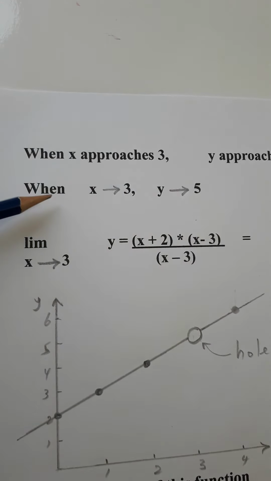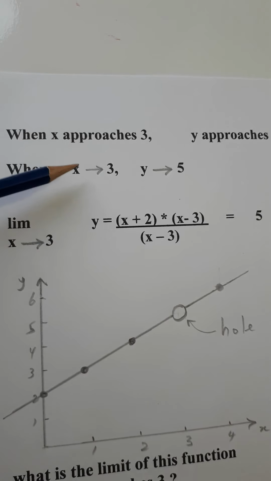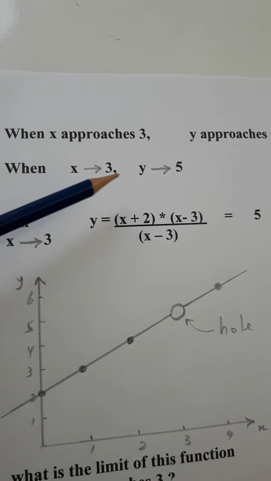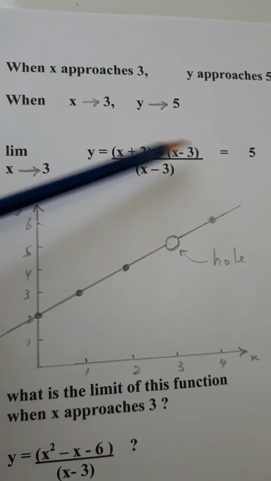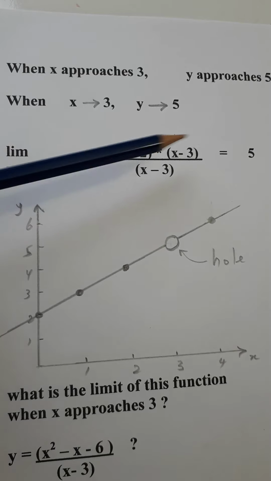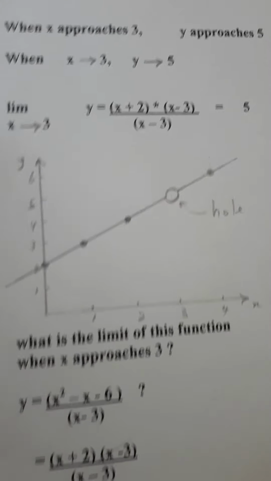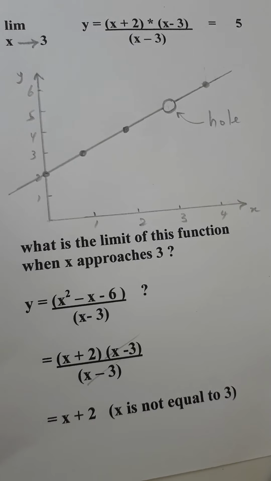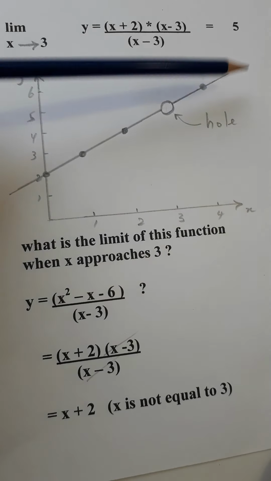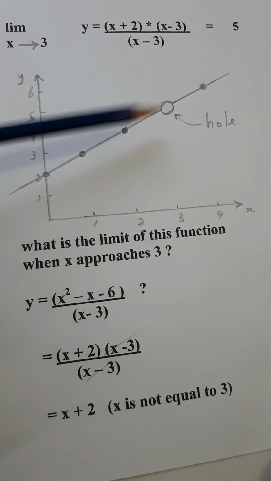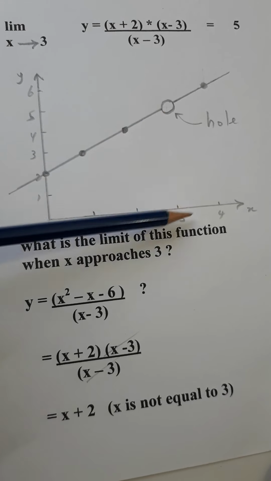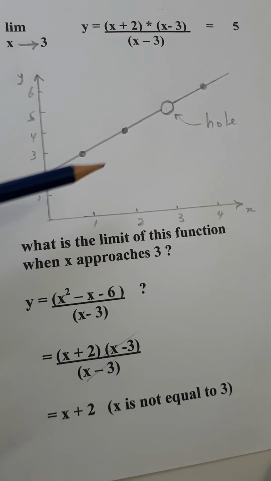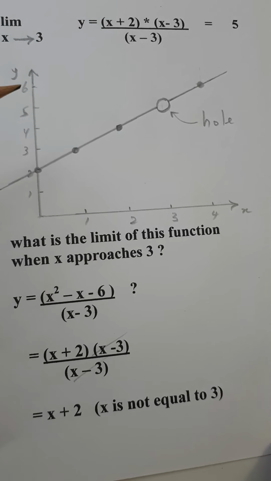More formally, we can write it like this. This arrow says approaches. When x approaches 3, y approaches 5. Or more mathematically, we can say the limit of this function when x approaches 3 is 5. We can show that on a new graph. See, our graph works exactly like our original function y equals x plus 2, but it has no meaning when x is 3, because there's a hole at 3. So that is the meaning of limits.